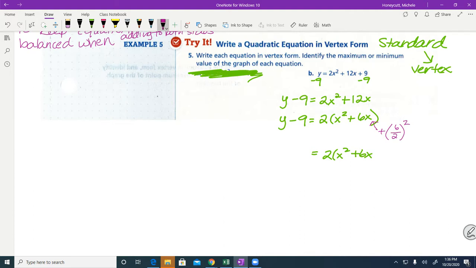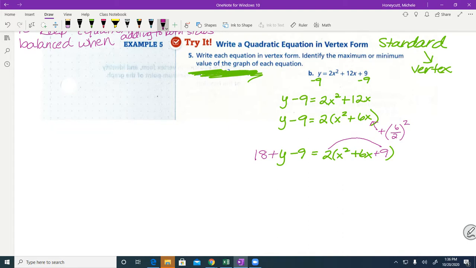6x, or 6 divided by 2 is 3. 3 squared is 9, so plus 9 on the right side. On the left side, I still have the y minus 9. I'm bringing it down. But then I need to add a number. Well, if I take 2 and I multiply it by 9, I get 18. So on the right side, I'm adding 18.